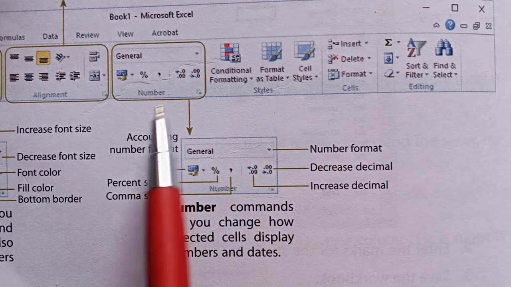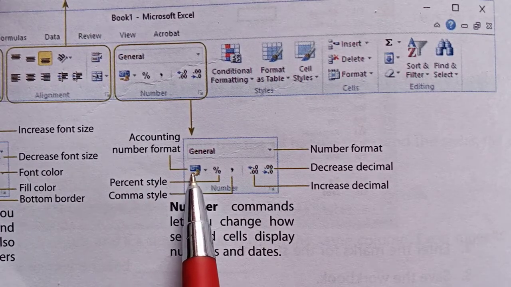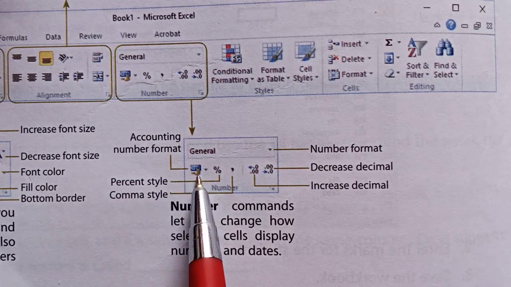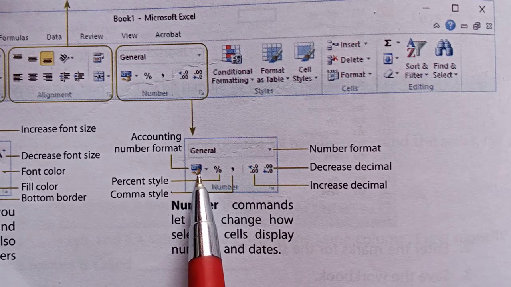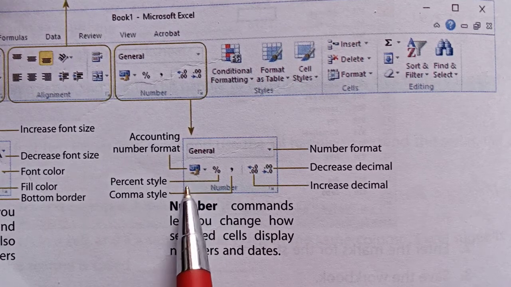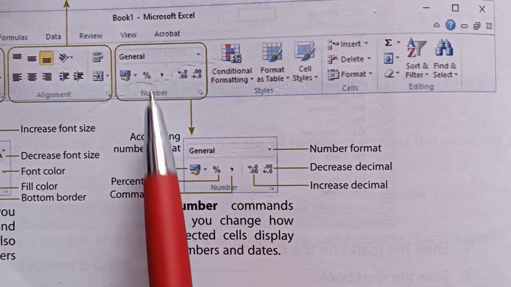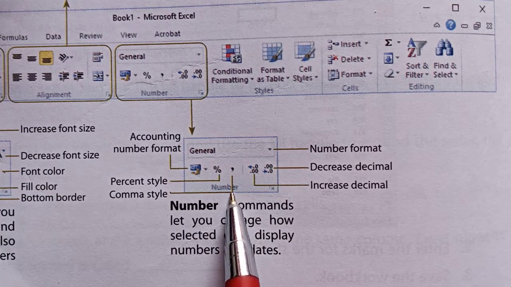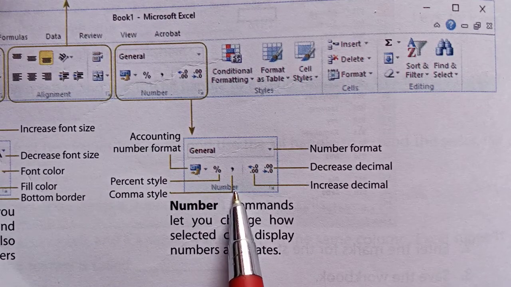Next we have the number group. In the number group we will find the accounting number format. This icon is for accounting number format. This will help us to change the format of the numbers, how we wish to put the numbers. Then next we have the percentage style. If you want to put a percentage after the number, you will make use of the percent style. Then we have the comma style. When we make use of the comma as a separator, what style would you like to use as a separator? That can be done from here in the comma style.